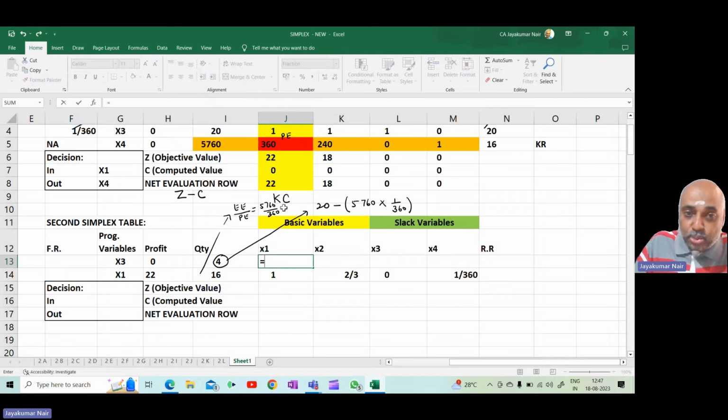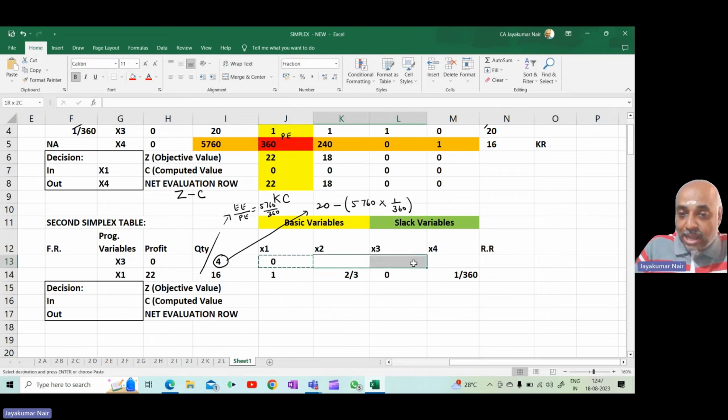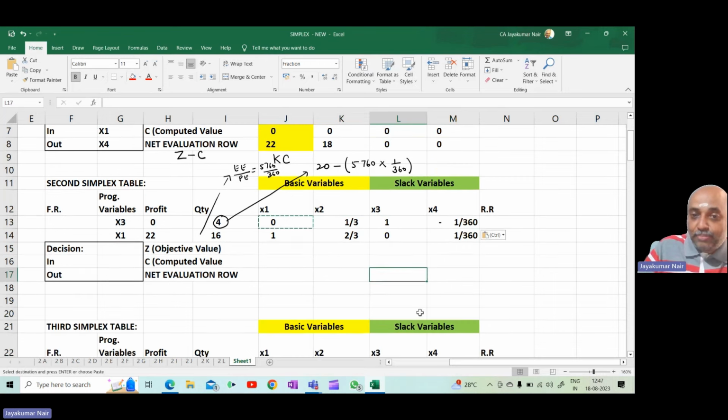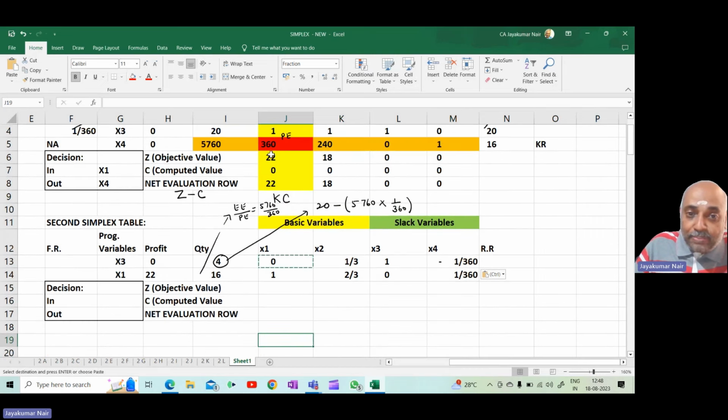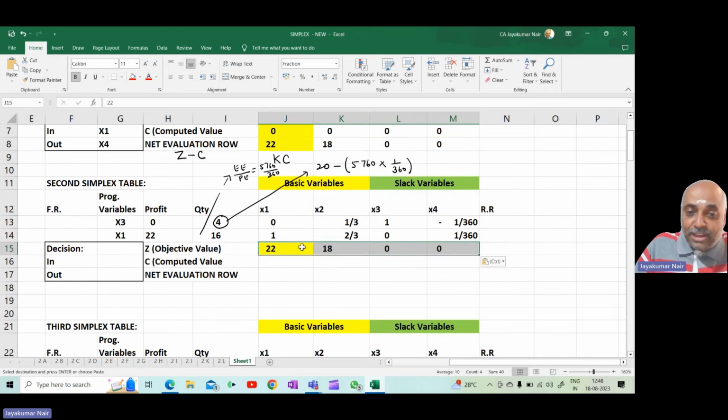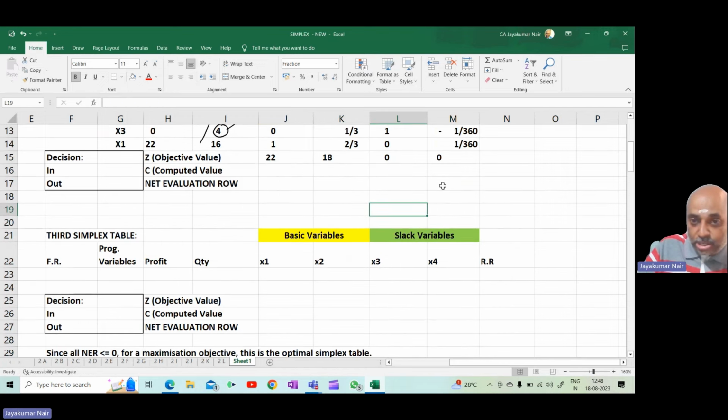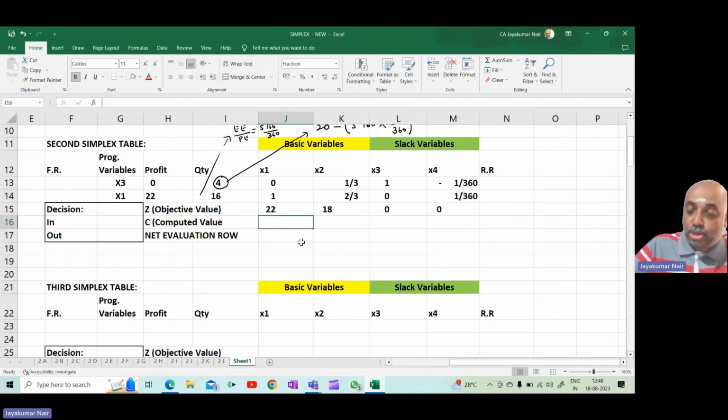So how do I do the next one? It is 1 minus, open the bracket, the key row element into the fixed ratio, which is 1 over 360, and close the bracket. This is what you need to do for all the other elements. So we have computed the first row as well as the second row. The objective function column will not change. This column will be the same because these are the coefficients of the objective function, which are constant.